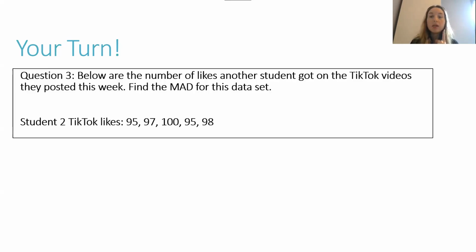Remember, there's 3 steps. First, find the overall average. Second, find the distance of each point from that average. And third, find the average of those distances. You have 3 minutes. Your teacher's going to pause the video now.